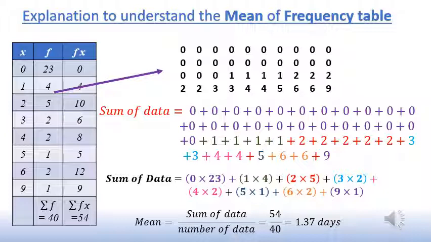So mean is equal to sum of data over number of data, 54 over 40, and the same mean, 1.37 days. On this page we have learned that there is the same data in the frequency table and in the list, and the method to find the mean is different. In both cases the mean is the same because there is the same data.